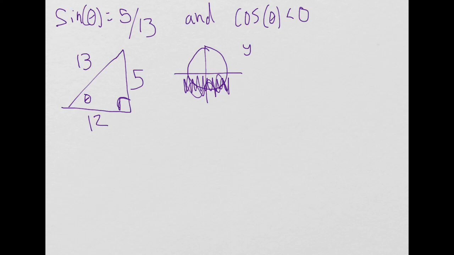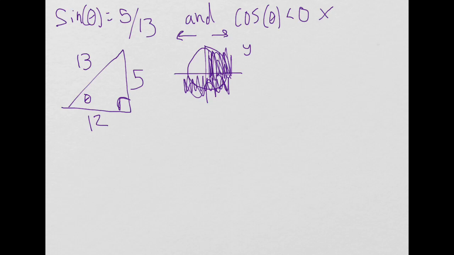Okay, second little hint, cosine theta is less than 0. Less than 0 means it's negative. Cosine, we're talking about x values. So we know on a graph, left is negative and right is positive. Cosine, our x value, is negative. So that gets rid of that positive cosine quadrant right there.